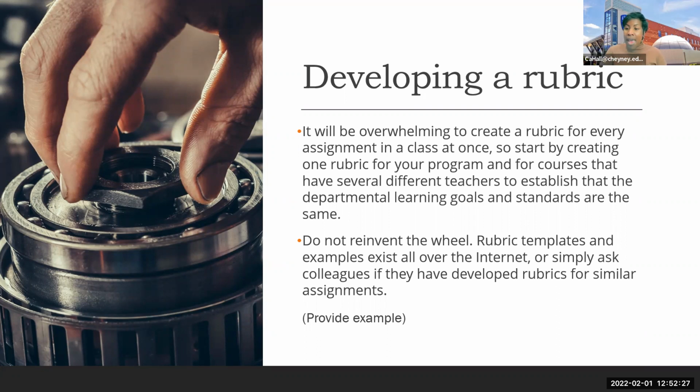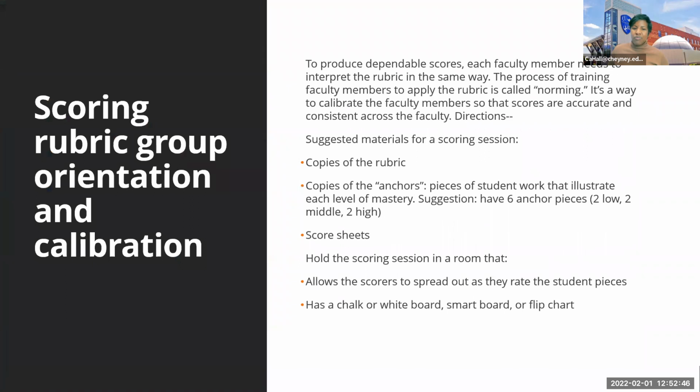But what needs to be happening is we need to be teaching the same thing, and we need to make sure that we're using the same standards to assess. And that is why a rubric, the adaptation of a rubric, is so necessary to produce dependable scores.